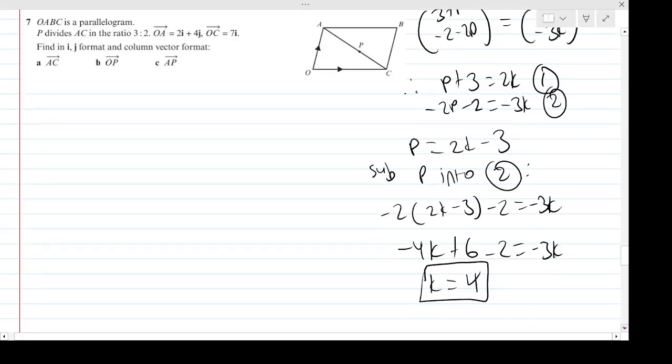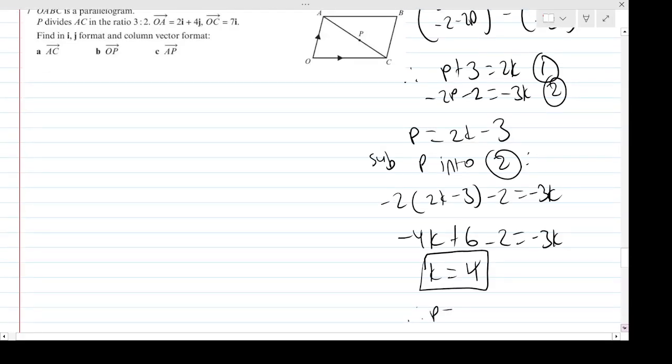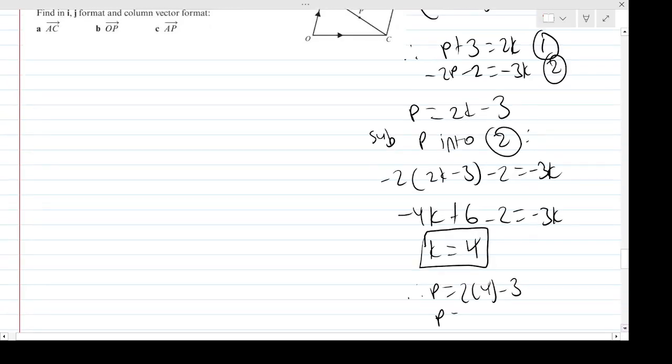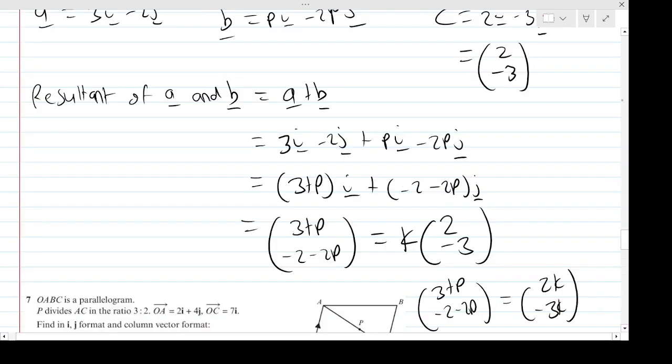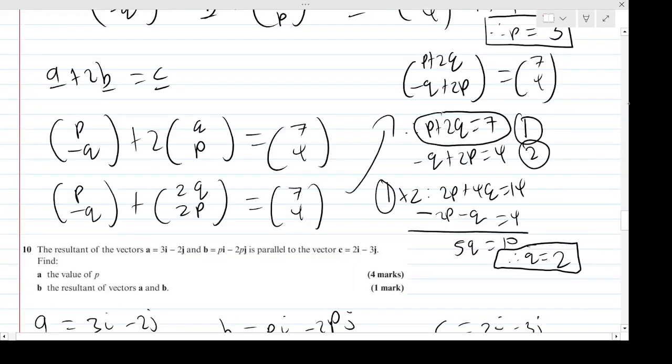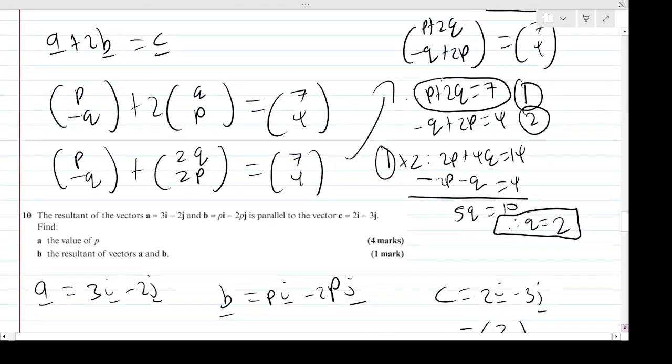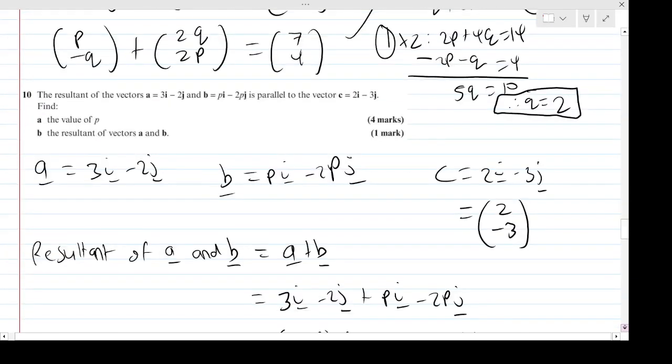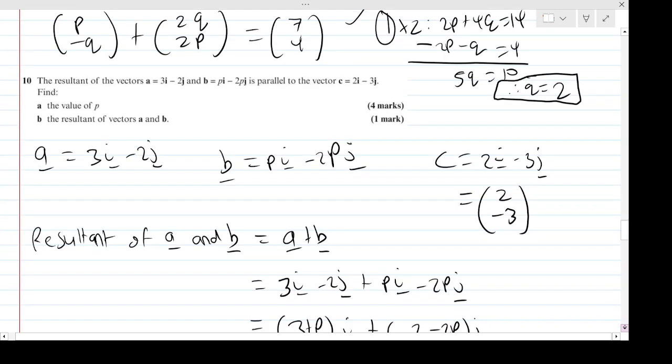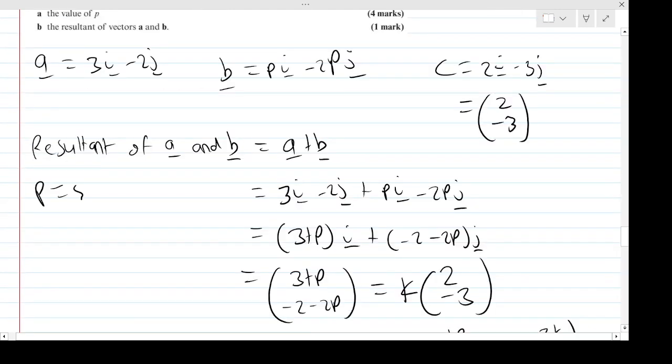So therefore P is 2 lots of 4 minus 3. And so P then is going to be 2 times 4, which is 8, minus 3 is 5. And that is my value for P there. So there we are. So that's part A. Then the value of P, which is 5. I'll do that here. P is 5.